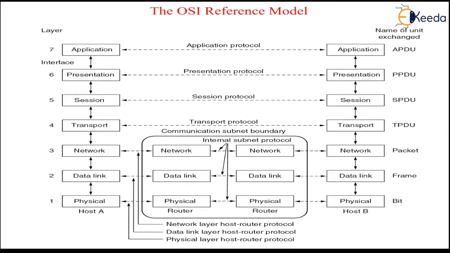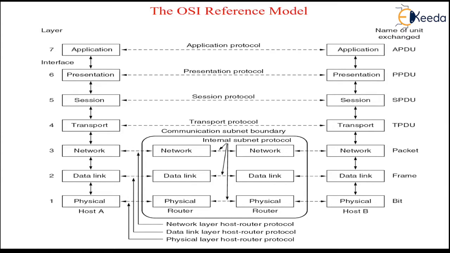Then another function supported by the network layer is accounting of the information. It keeps the account of how much information is uploaded by the user, how much is downloaded by the user, and it generates the billing information depending upon the tariff plan of the user.